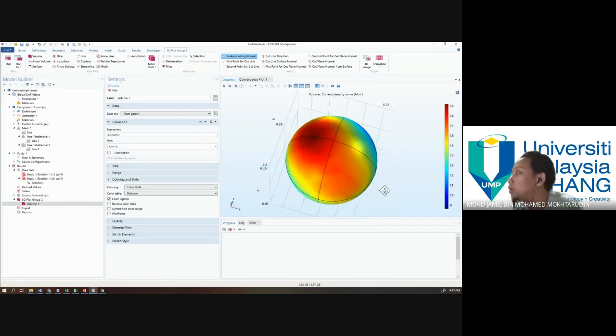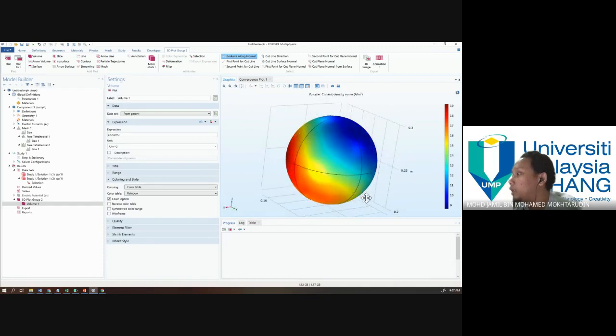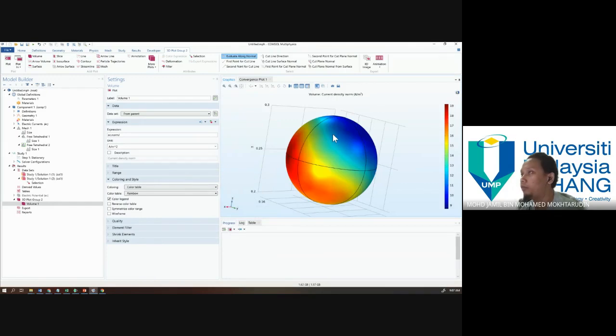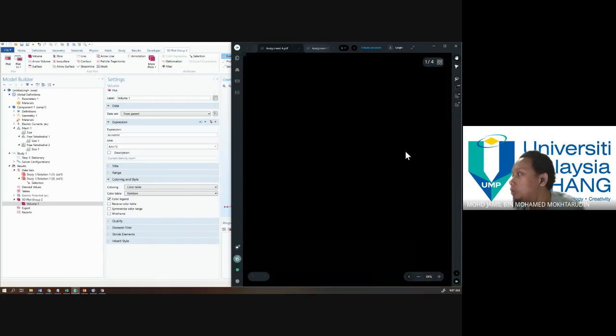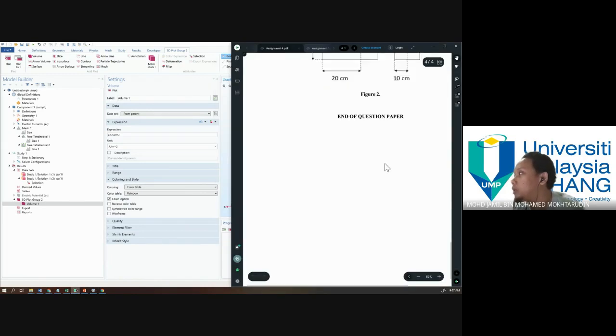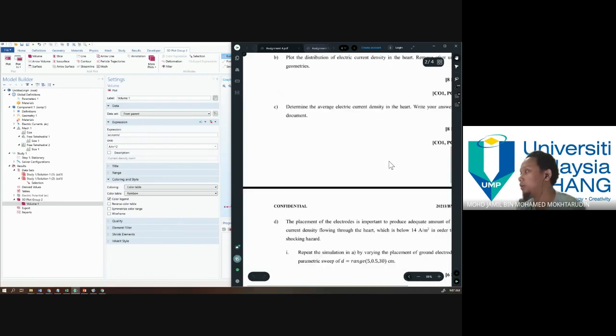Okay, so you plot only the heart. Basically if you plot only the heart, then the answer is correct. So if you plot something, even though you plot the heart, but there's still the abdomen, maybe deduct 1 mark, macam tu lah. Okay, so we get question number B.